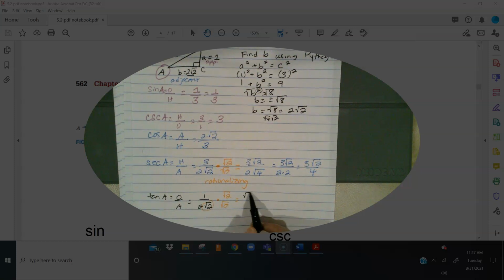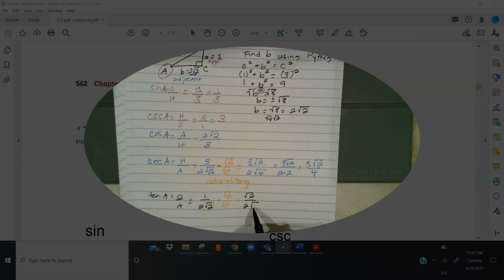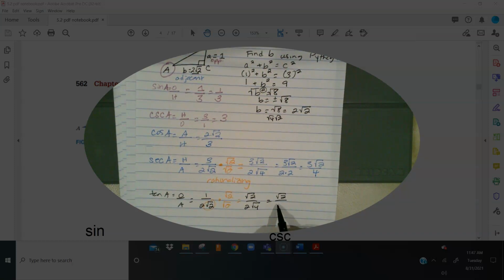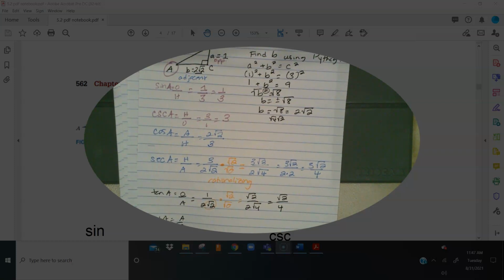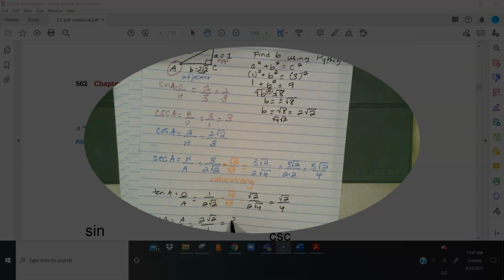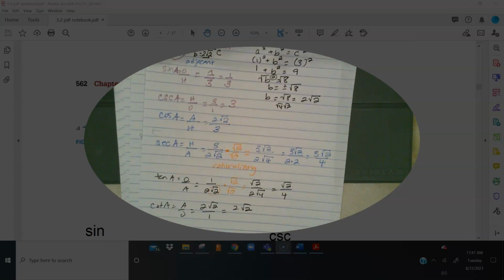This works out to be the square root of 2 over 2 times the square root of 4, which is the square root of 2 over 2 times 2, which is 4. The cotangent of A is the adjacent over the opposite, so it's 2 square roots of 2 over 1, which is just 2 square roots of 2.